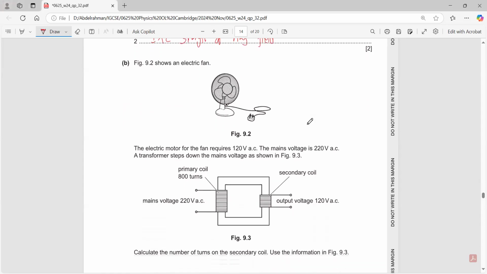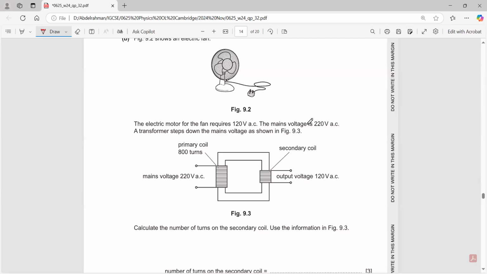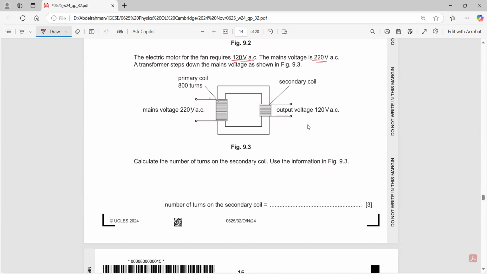Figure 9.2 shows an electric fan. You have a transformer. The motor requires 120 volts. The mains is 220 volts. 220 input, 120 output, primary coil 800. Can I find the secondary coil? Yes. VP over NP equals VS over NS.